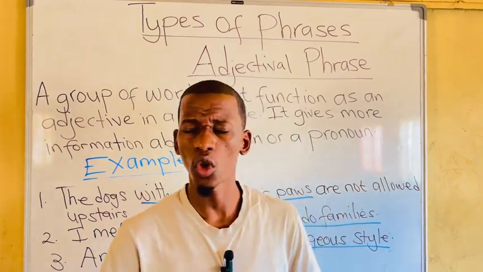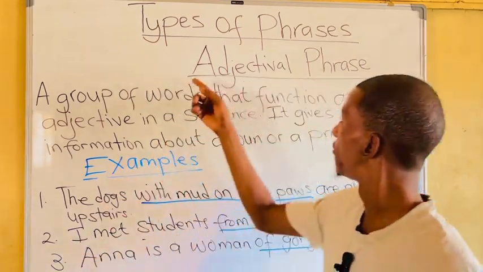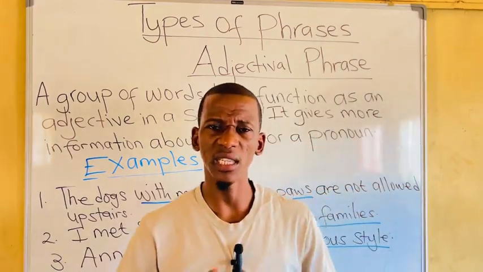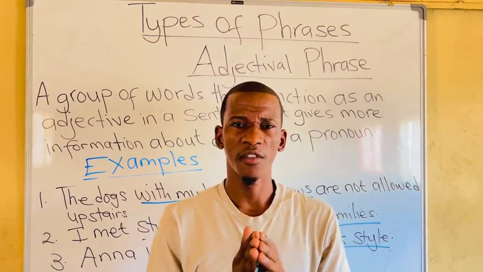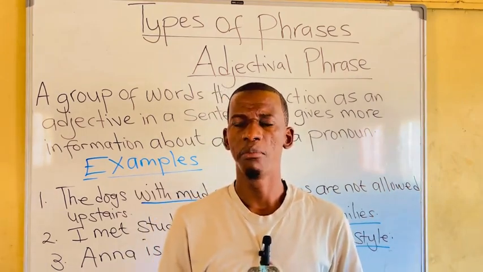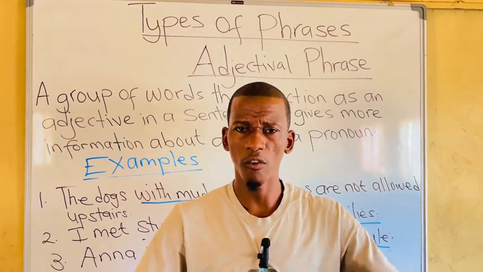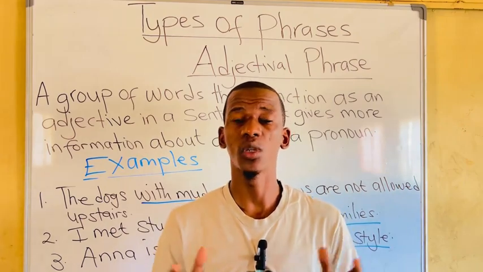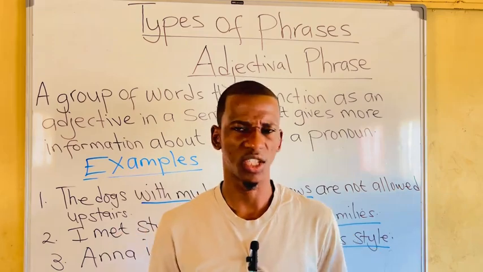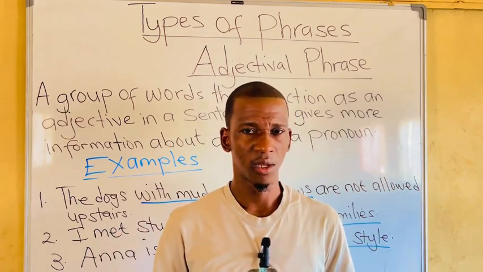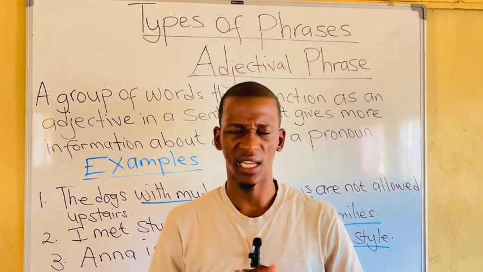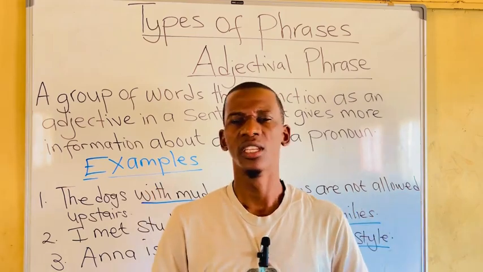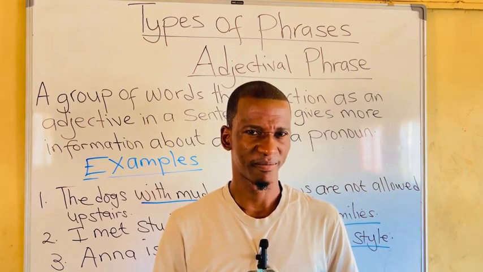Now basically when we talk about an adjectival phrase, remember we talk about a phrase. We said a phrase is a group of words that do not actually make a complete sense. A group of words that do not make a complete meaning, or a group of words without a subject-verb combination. That is what a phrase is. An adjective describes or qualifies a noun or a pronoun, while a phrase does not have the combination of a subject and a verb.